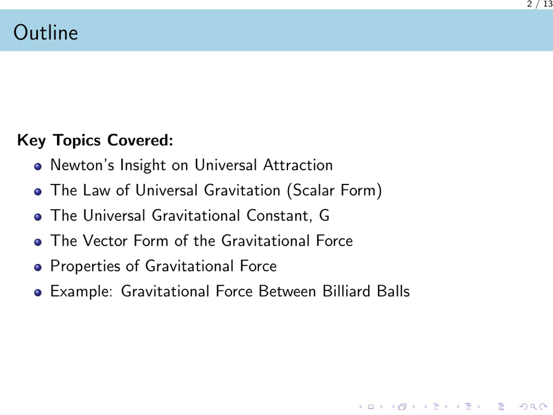From there, we will formalize this concept by introducing the law of universal gravitation, first in its simpler scalar form. We will then discuss the crucial constant that appears in this law, the universal gravitational constant, known as big G. Next, to handle forces in multiple dimensions, we will develop the more complete vector form of the gravitational force. Finally, we will wrap up by summarizing the key properties of this fundamental force of nature.